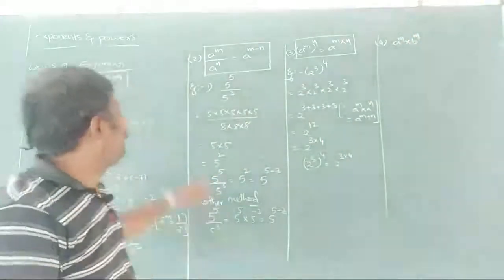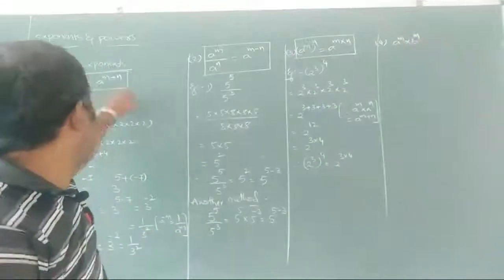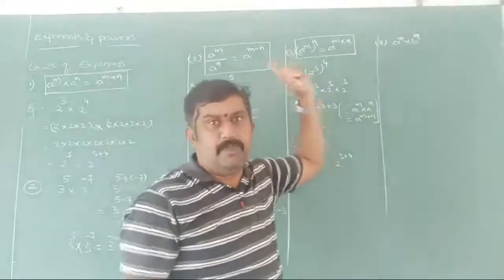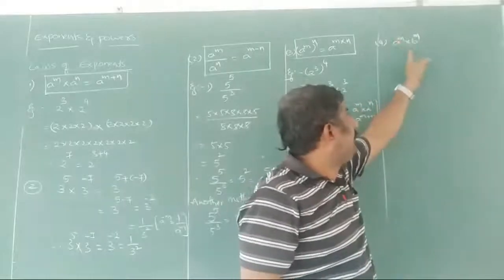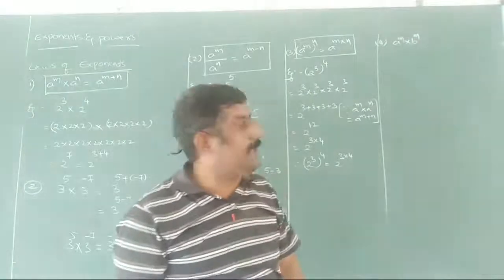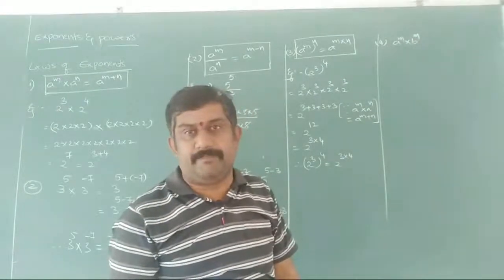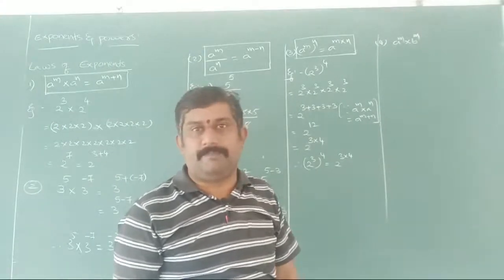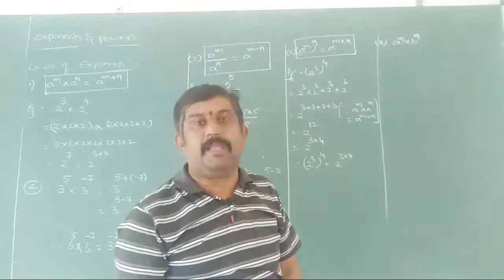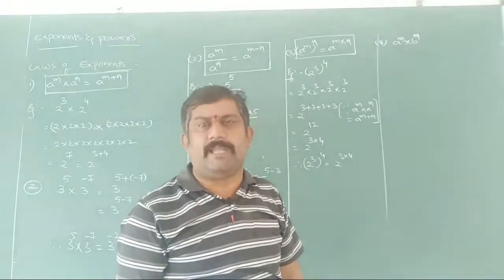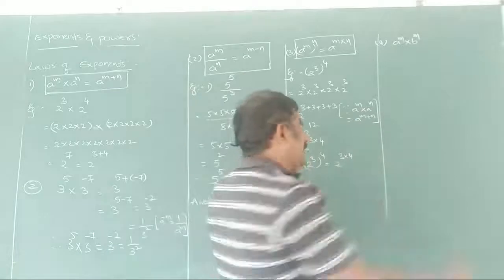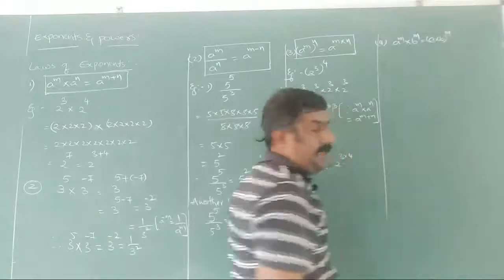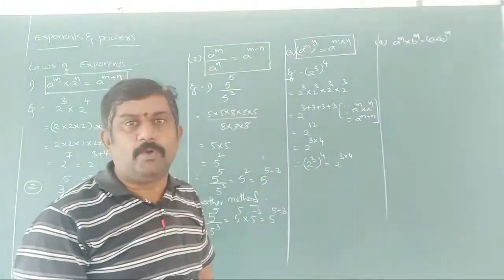You observe here, all the bases are equal here. A and A, A and A we have here of course only one. Now coming to here, a to the power of m into b to the power of m. Observe here, bases are different, but powers are equal. So simply you have to multiply the bases. So what you can write now? This can be written as a into b whole to the power of n.